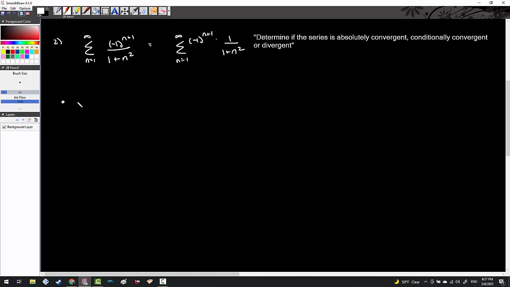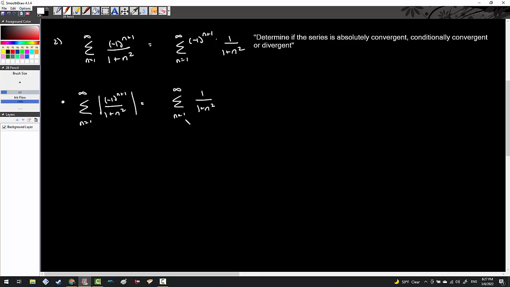The first thing I'm going to do is take the series with the absolute value in place: negative 1 to the n plus 1 over 1 plus n squared. Taking the absolute value of the terms gets rid of the alternation, so I'd have 1 over 1 plus n squared, with totally positive terms.